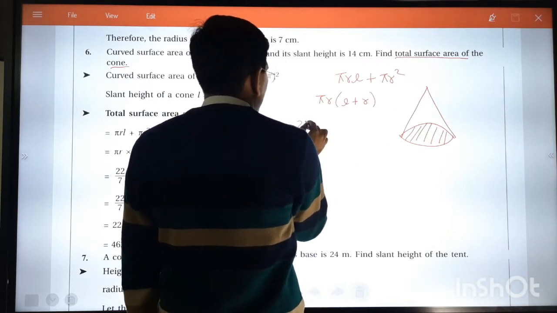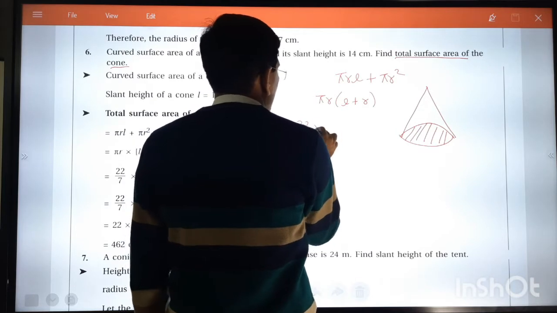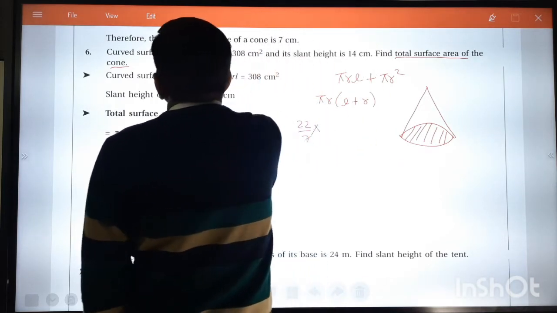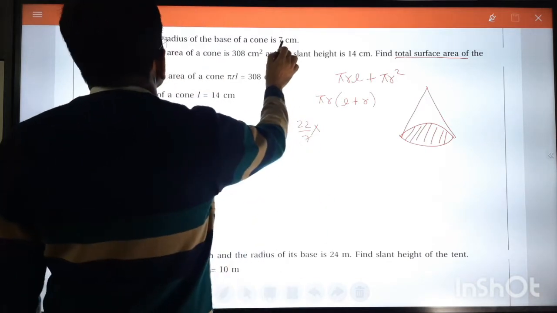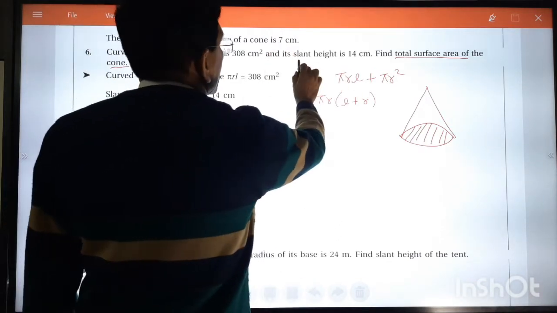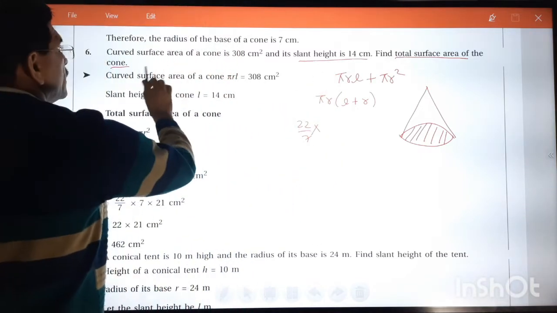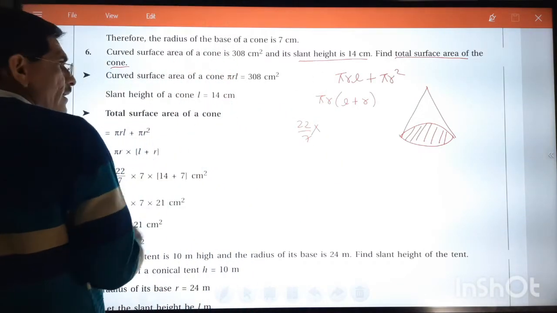Now the value of pi is 22 by 7. The value of r here, the slant height is 14 centimeter. Okay, by using the earlier result we can get r as 7.